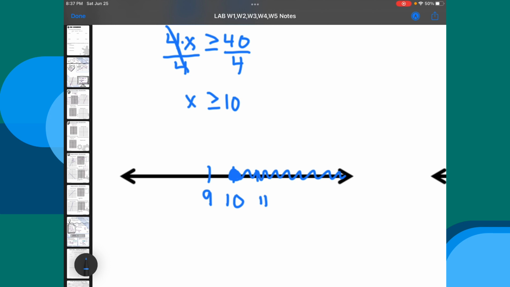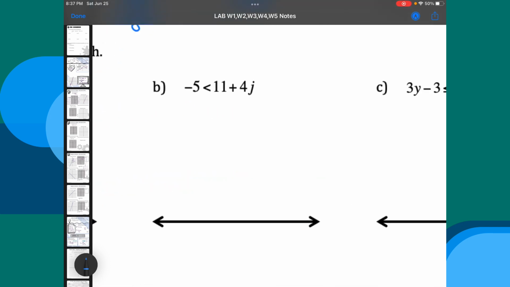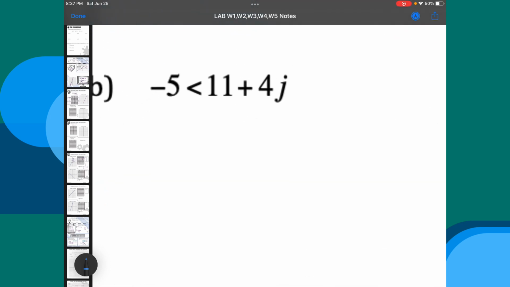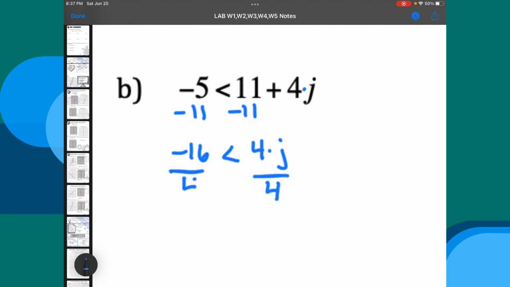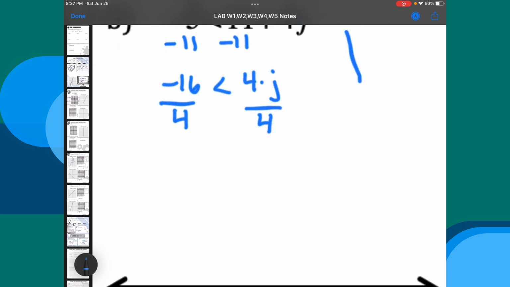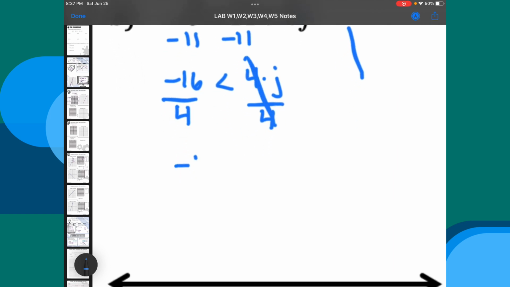Let's look at another example. Here we have multiplication and we also have an addition sign. So we're going to start by undoing the 11. The 11 is positive, so the inverse of that would be to take it away. So we have negative 16 is less than 4 times j. The inverse of multiplication is division. So we divide both sides, and we get negative 4 is less than j.